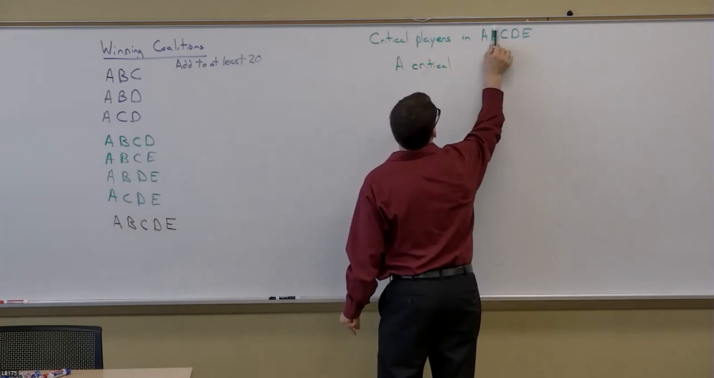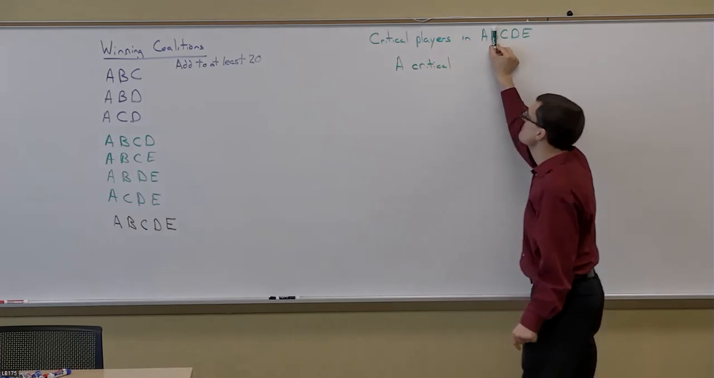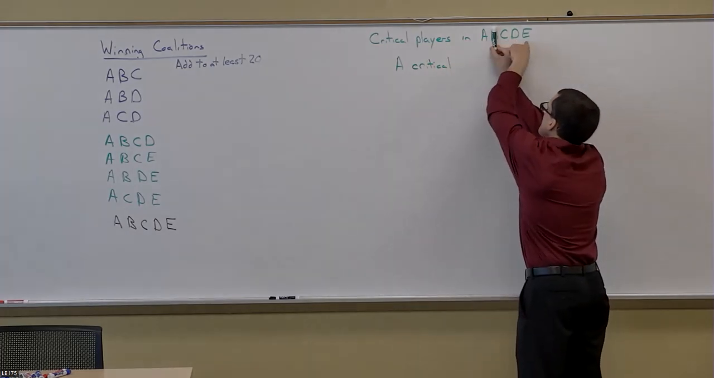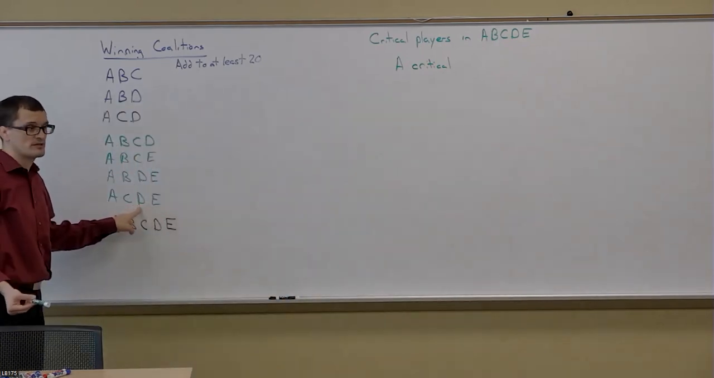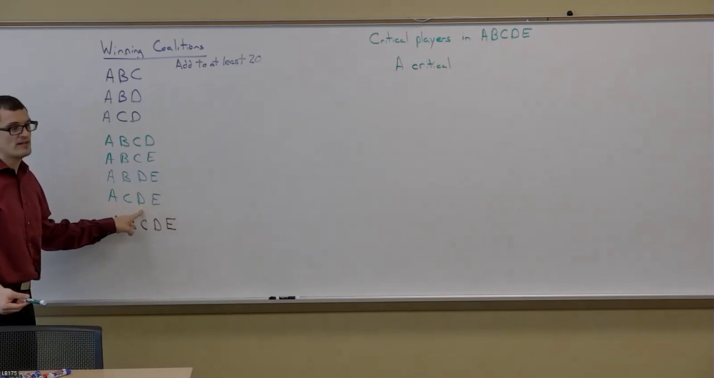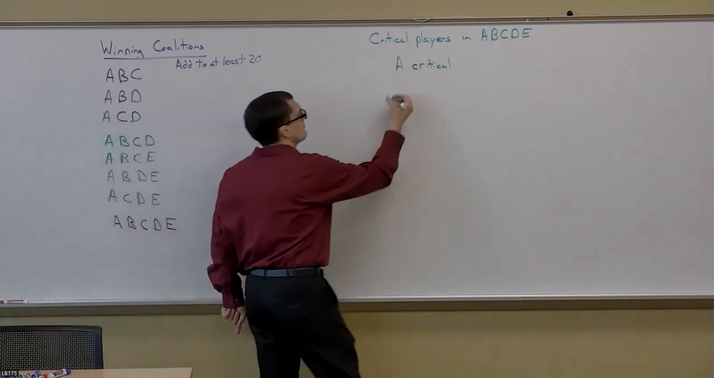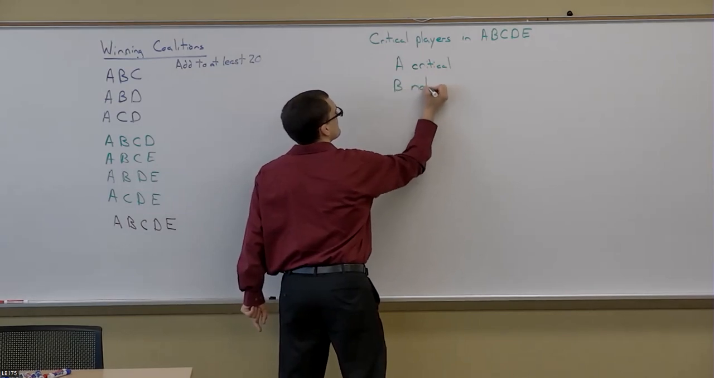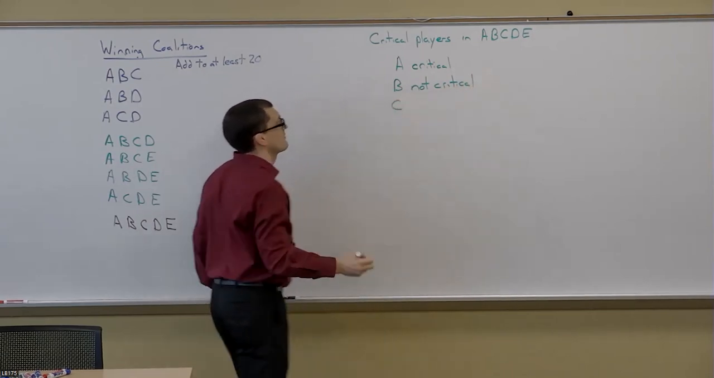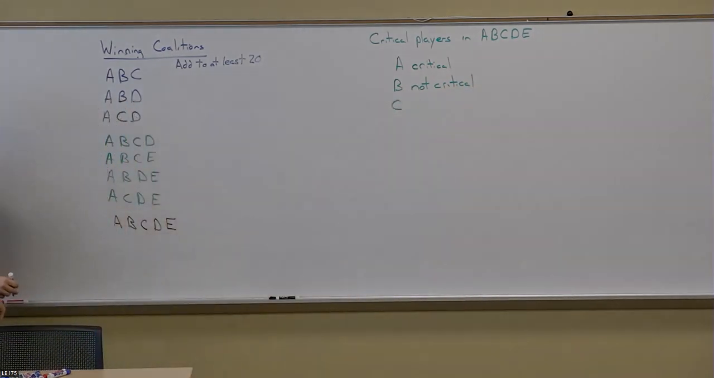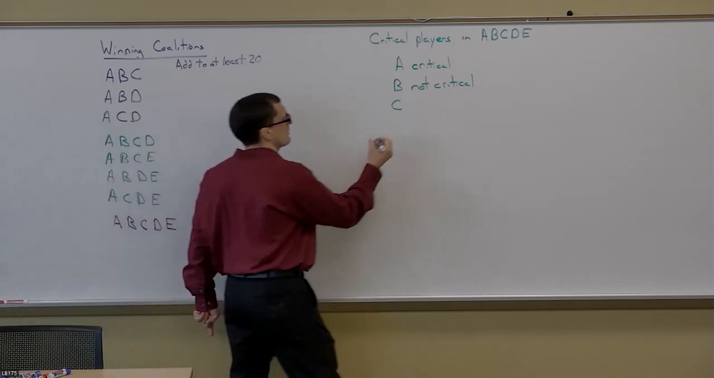If I drop out B, I'm left with A, C, D, E. A, C, D, E already exists up here, so B is not critical. You drop B, it's still winning. So B is not critical. C, I drop it out, I get A, B, D, E. A, B, D, E is already up there. So you drop out C, C is not important to this winning coalition.